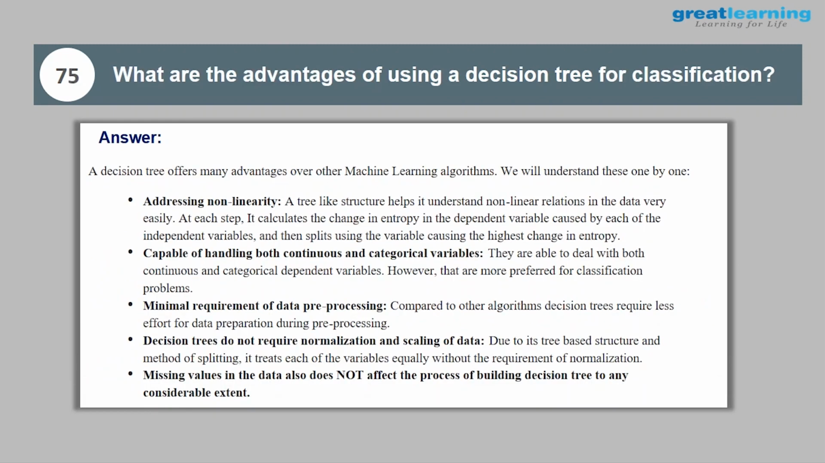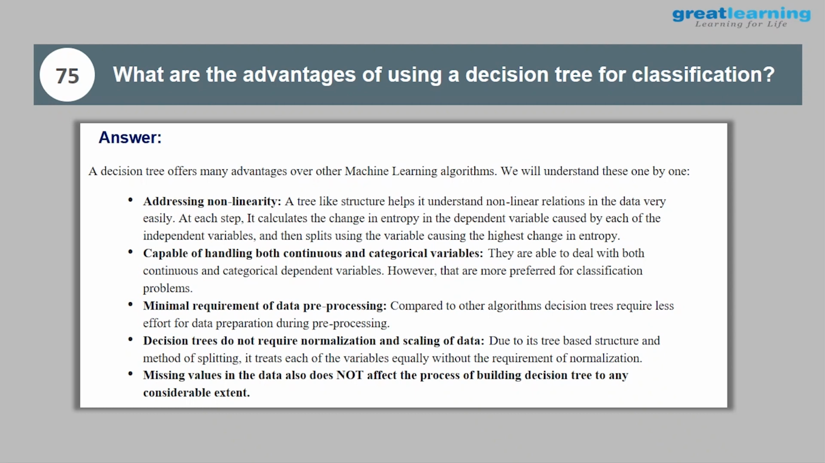Now let's have a look at the advantages of using a decision tree for classification. A decision tree offers many advantages over other machine learning algorithms. We will understand this one by one. Addressing non-linearity: a tree-like structure helps it understand non-linear relations in the data very easily. At each step, it calculates the change in entropy in the dependent variable caused by each of the independent variables, and then splits using the variable causing the highest change in entropy.